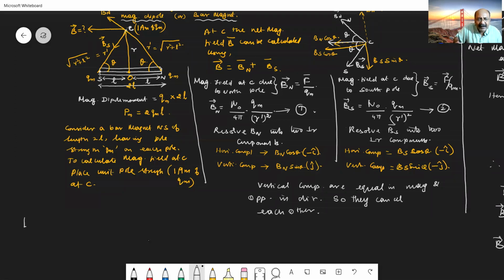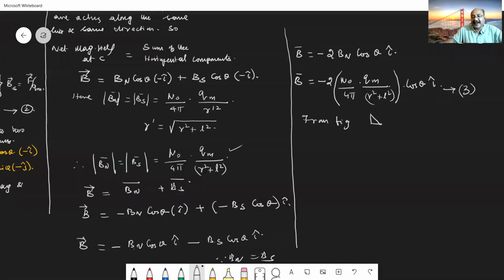From triangle SOC, you calculate cos theta. Cos theta is adjacent side by hypotenuse. Adjacent side is L and hypotenuse is R dash. So L divided by R dash. What is R dash? R dash is (R square plus L square) to the power of 1 by 2. Take this and substitute in this equation.